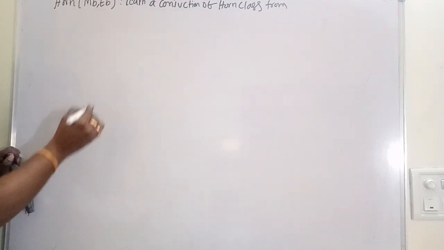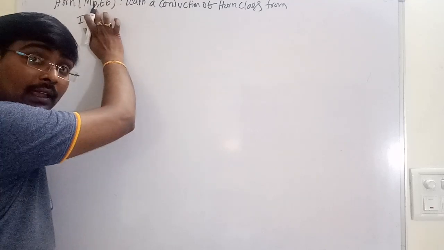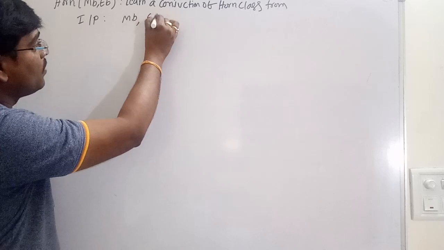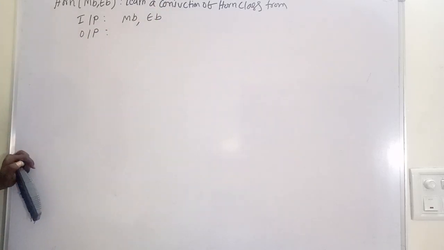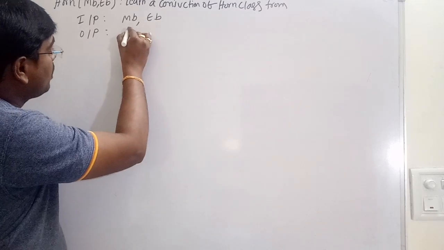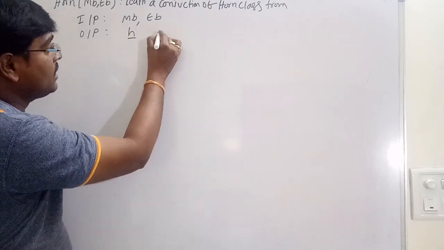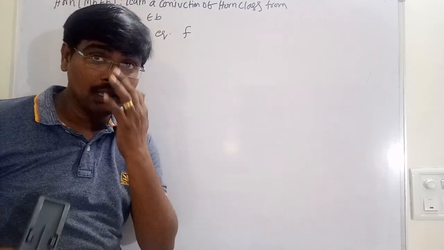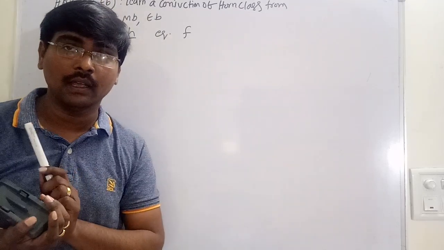So what is the input? The membership oracle MB and the equivalence oracle EB. This is the input. So what is the output? The output is a Horn class H equivalent to the target formula F. Simply, we are getting the Horn class equivalent to the target formula F.